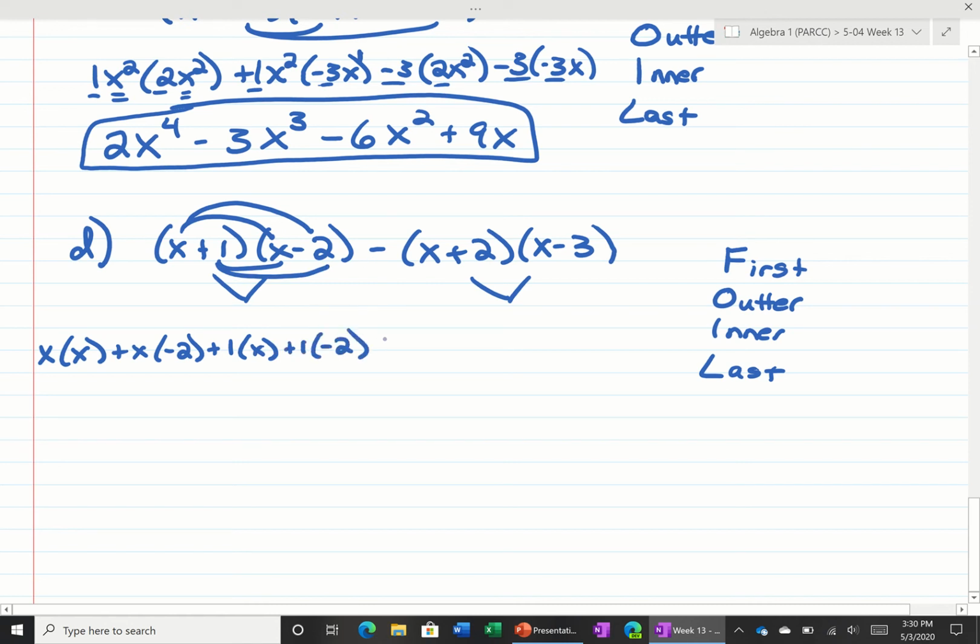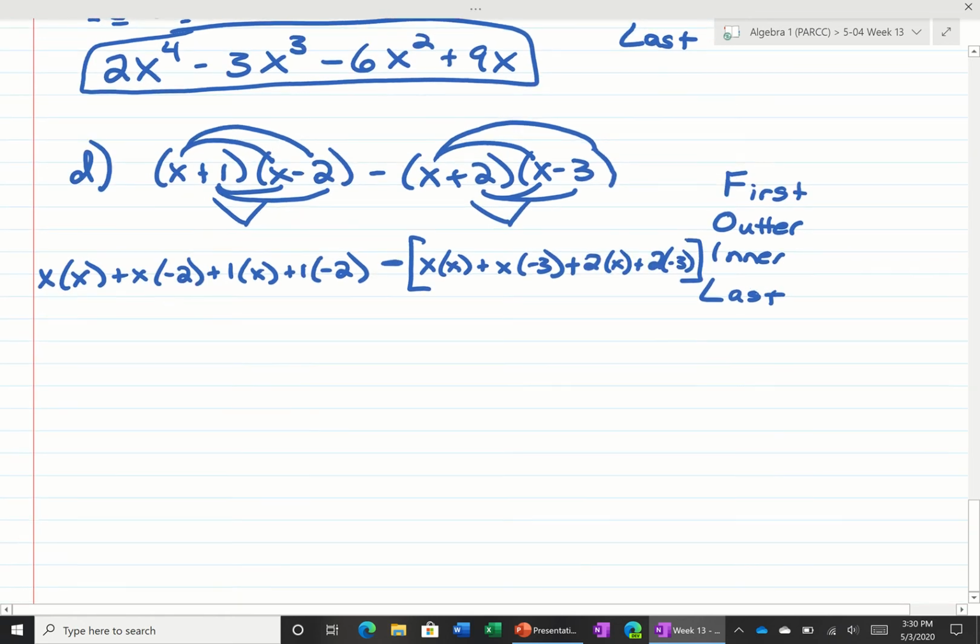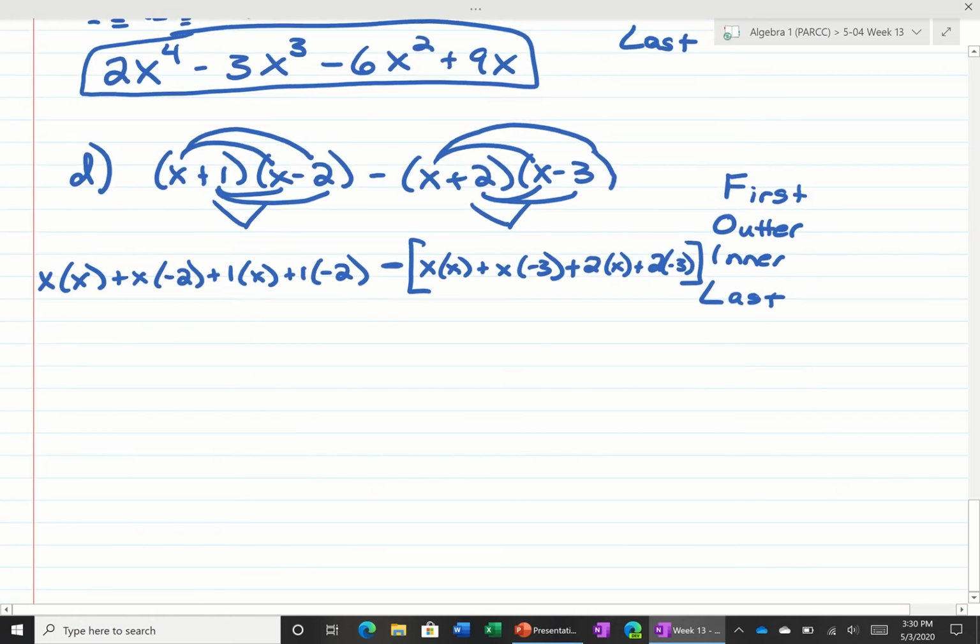We're going to put this minus sign here, but now we're going to FOIL what's on the inside. Now we have to put a bracket there because whatever this turns into, we're going to distribute negative 1 into the whole thing. So we're going to do x times x, the first terms, plus the outer terms, x times negative 3, plus the inner, 2 times x, and then plus the last, 2 times negative 3. So we have a lot to multiply out, so let's go ahead and do this.